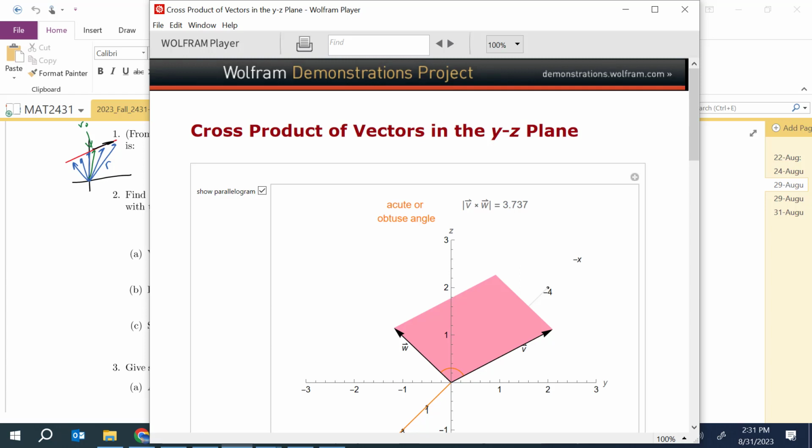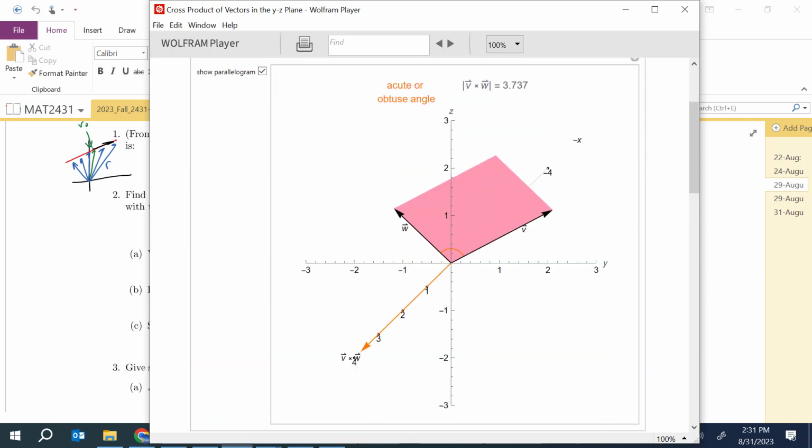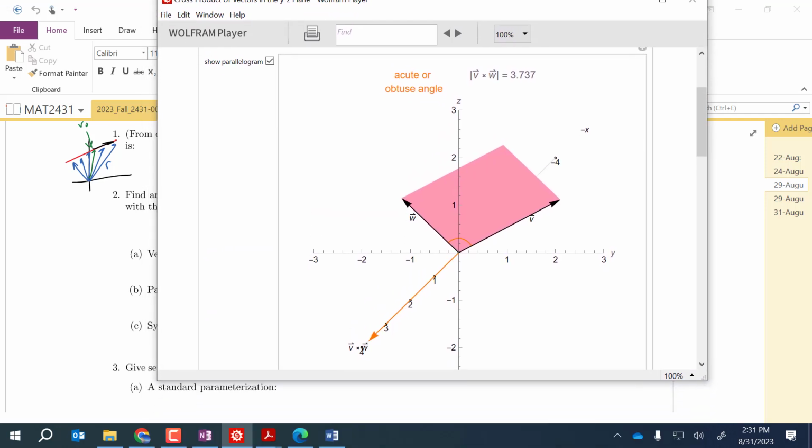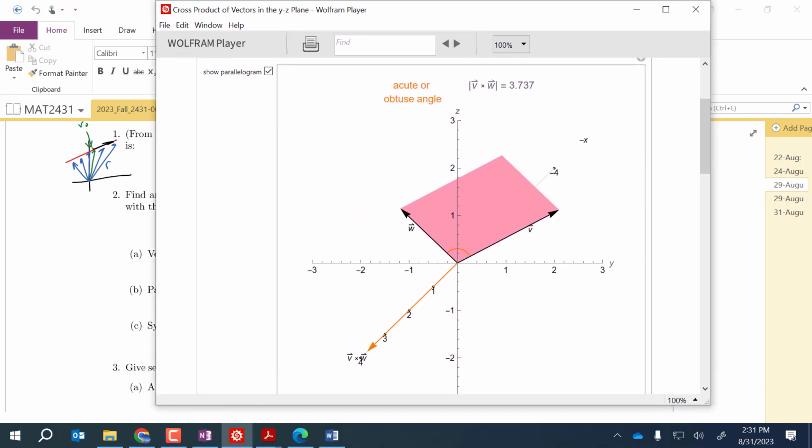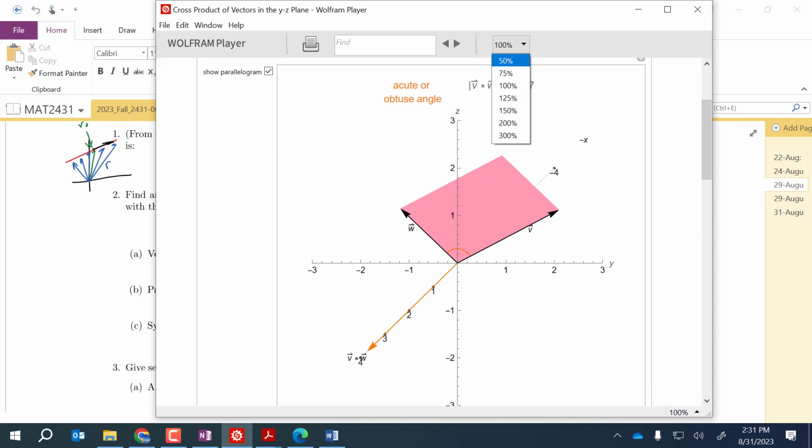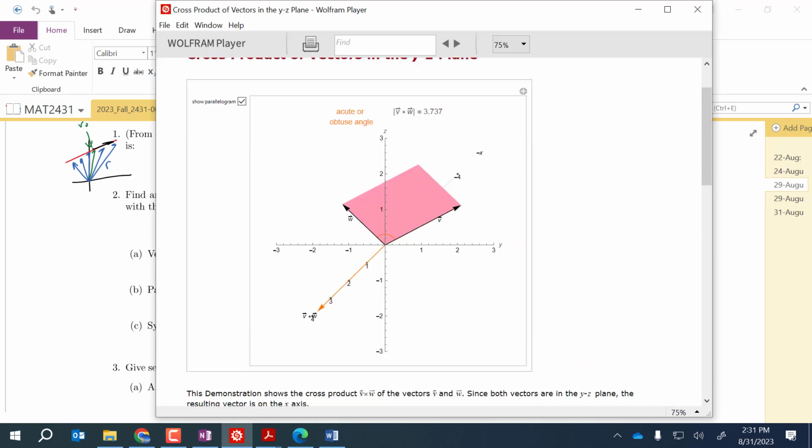So as a reminder, this is not a perfect illustration, because the vectors v and w are just stuck in the yz plane for this demonstration only. For this demonstration only, these two vectors are stuck in this plane. But you could imagine them being anywhere, and everything I'm telling you is still true.